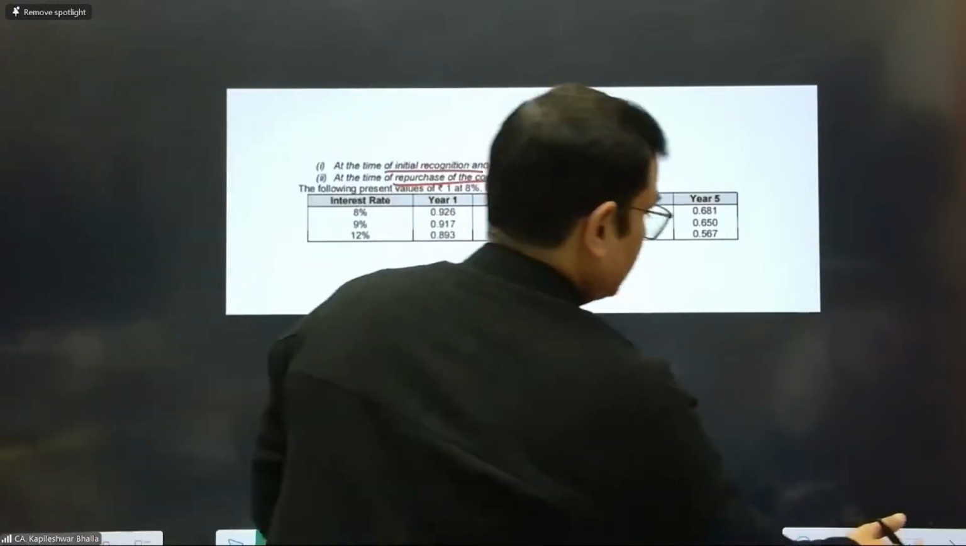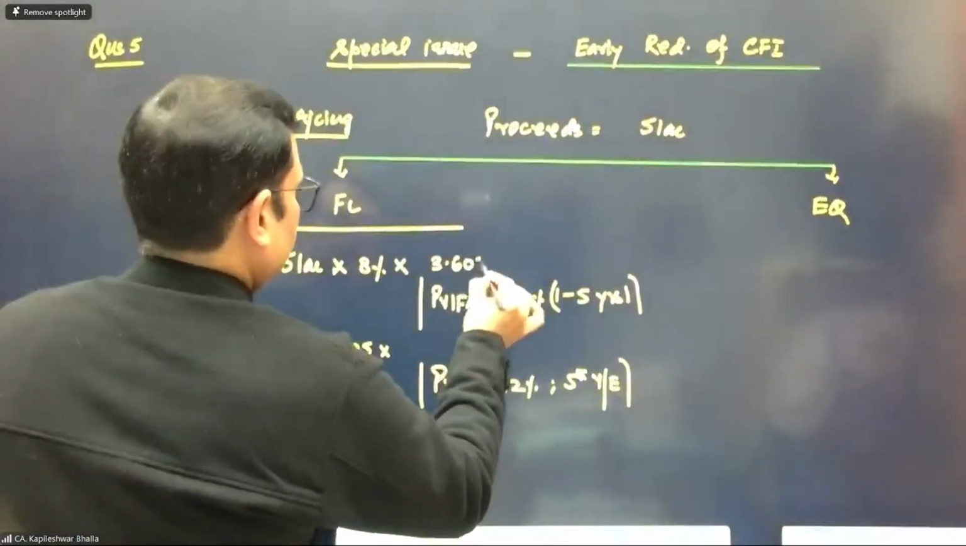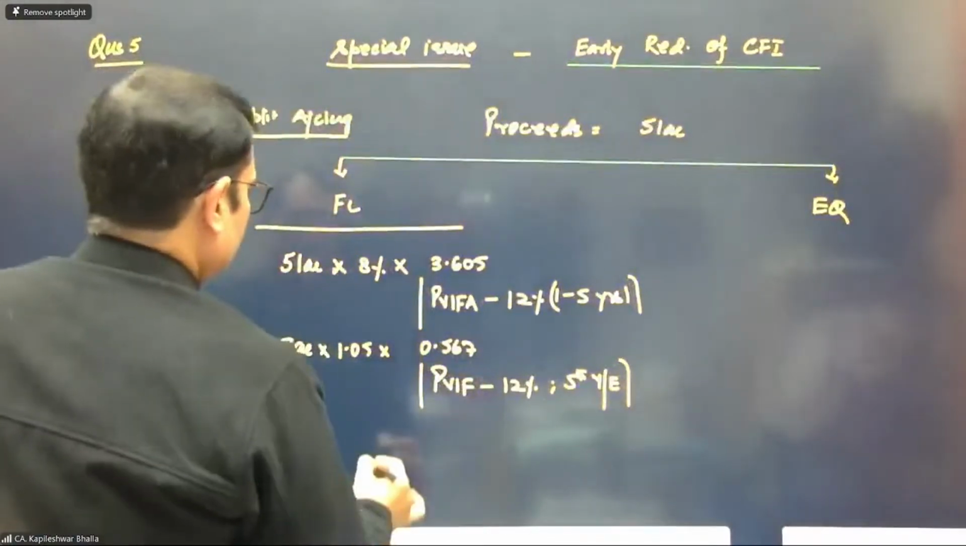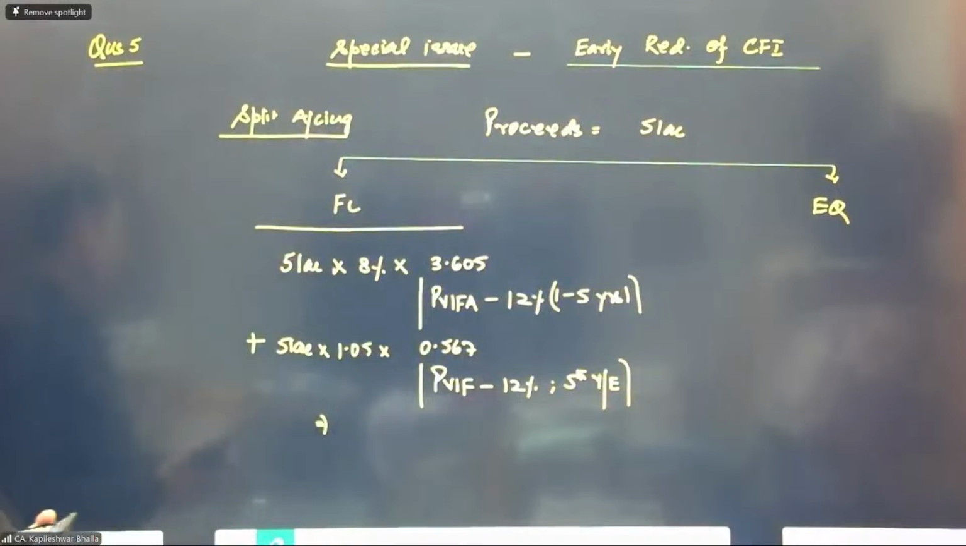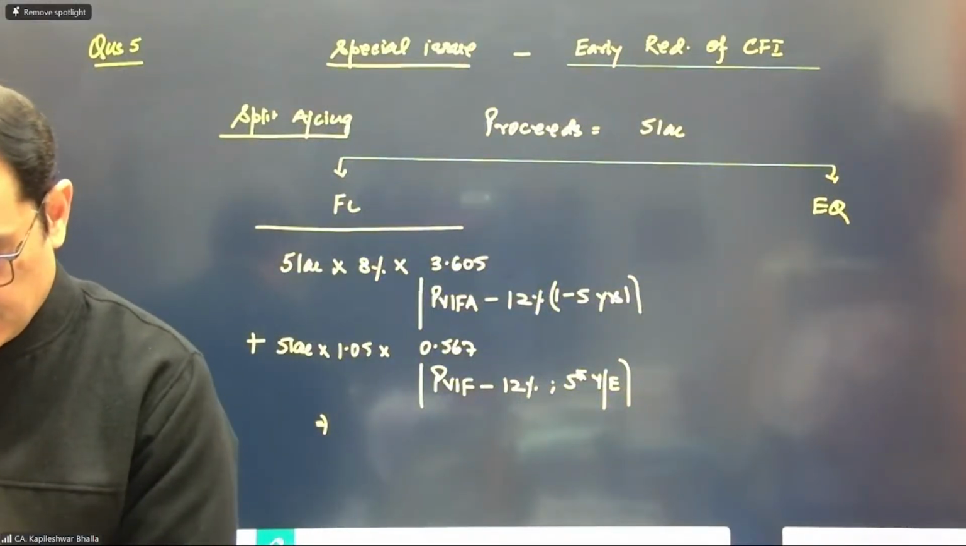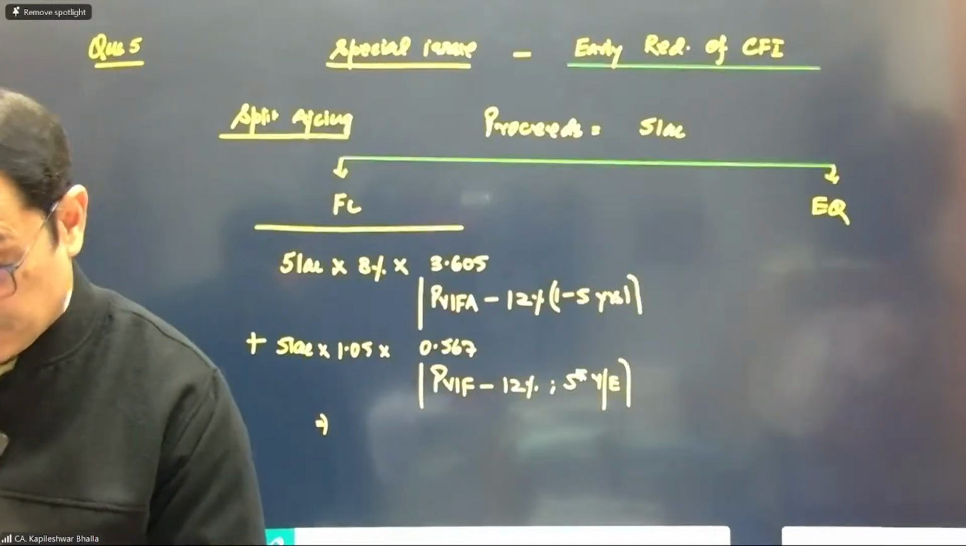I think 3,605. This is 3,605 and this is 567. So we can get the financial liability element as well: 4,27,700. Okay, that's great. I'm just going to keep the question also open in front of me.